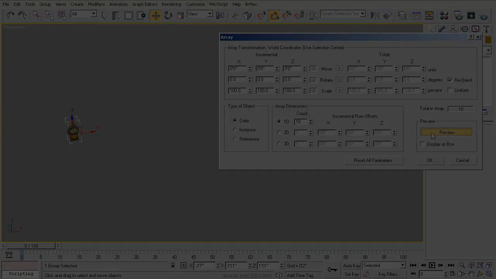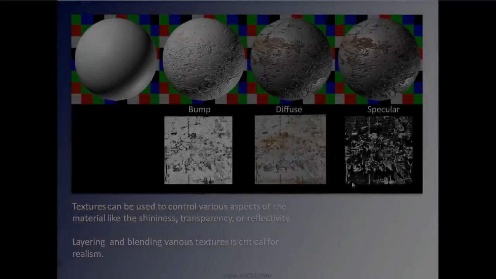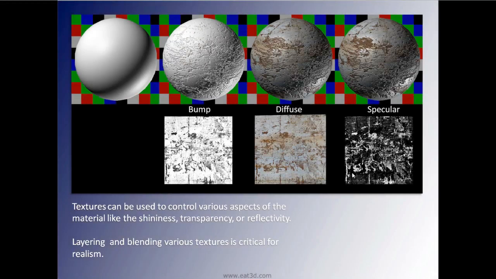Additionally, we're going to be taking a look at the various types of maps, such as bump maps, diffuse maps, and specular maps. All of these, when put together, can create very convincing scenes, and we're going to be taking a look at each one and how we can create them both procedurally and from photographs.